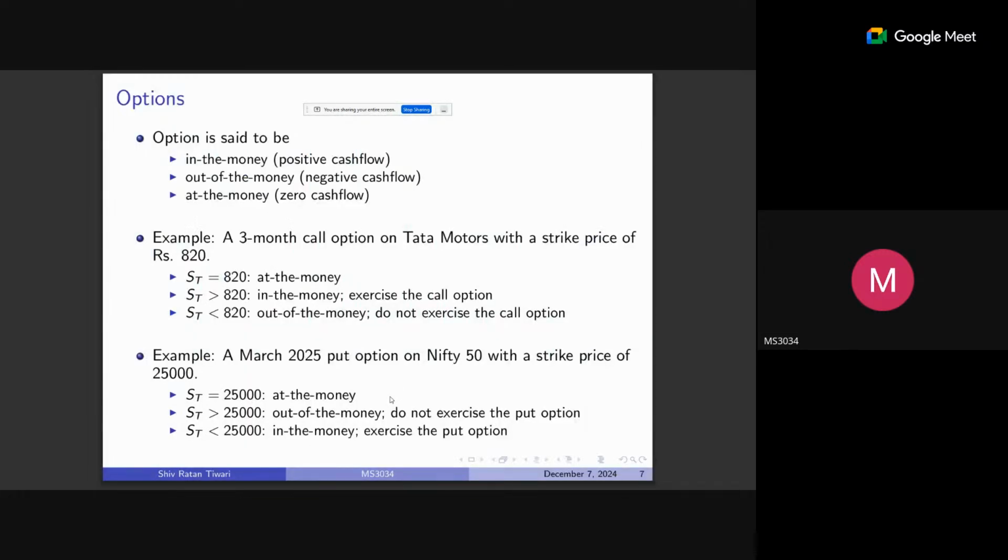Okay. So now there are a few terminologies associated with options. There are three states of options depending on their cash flows. If an option gives you positive cash flow, then we call it an in the money option. If it gives you negative cash flow, we call it out of the money. And if it gives no cash flow, like zero value, then we call it at the money.